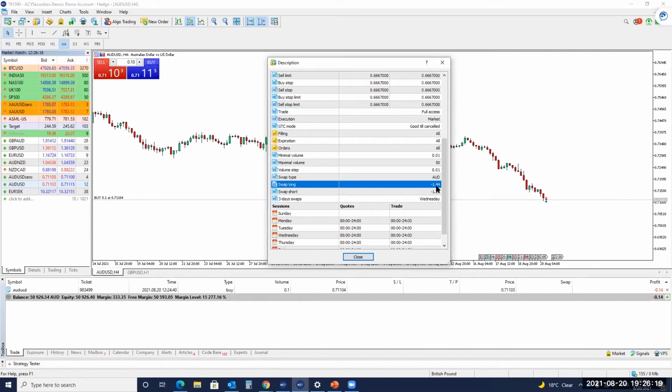And for the short side, we incur a $1.21 swap fee on a daily basis apart from Wednesdays. Wednesday is triple swap day to incorporate the weekend. So if you are holding positions overnight, you will be hit with a swap fee, so do keep that in mind. And again, that'll be tailored to how big your position size is. If you're trading 0.1, it'll be 10% of either one, long or short.